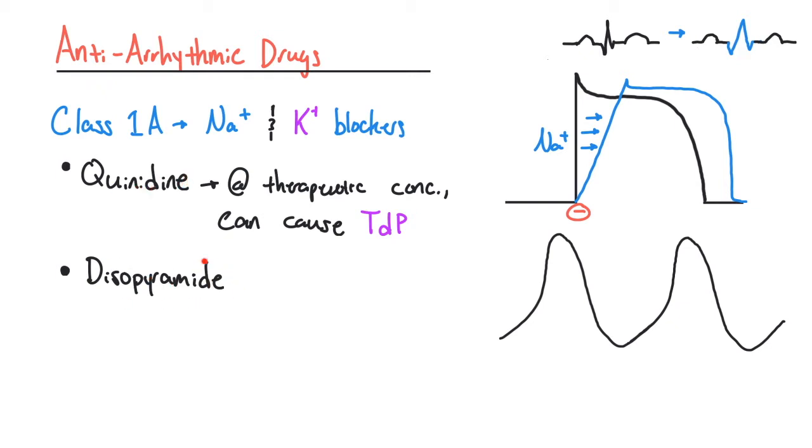Disopyramide is also very similar to procainamide, but also has some significant antimuscarinic effects. For this reason, you do not want to use this in heart failure, as of course these patients already hold on to fluid, so making them hold on to a bit more by decreasing the urine output is definitely not a good idea. Any sort of benign prostatic hyperplasia or glaucoma. Overall, these drugs are not used very often and definitely less than procainamide due to their undesirable side effect profiles.